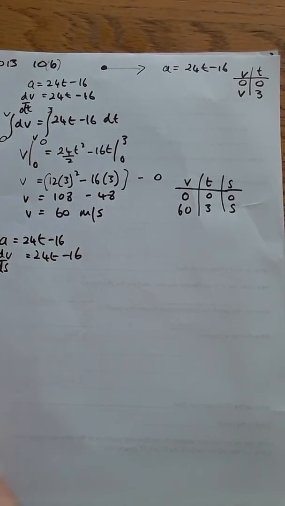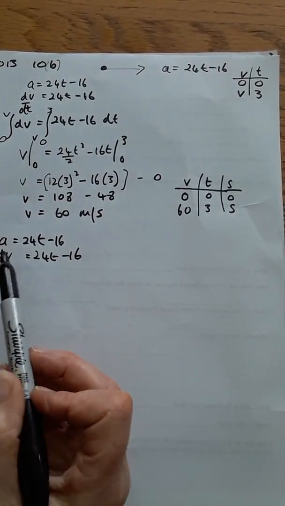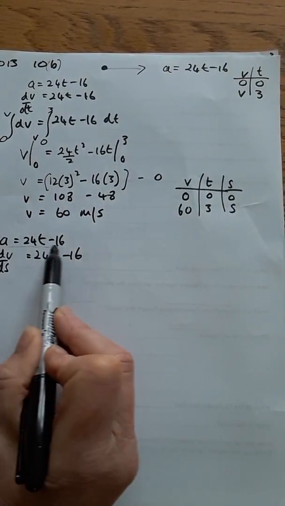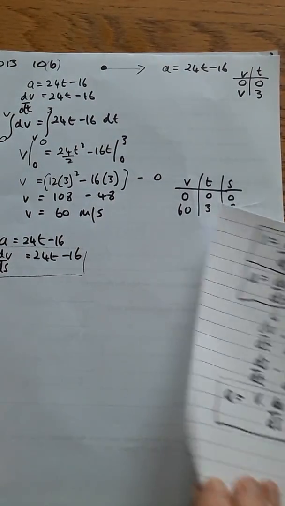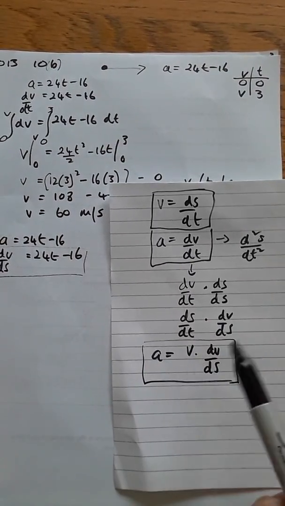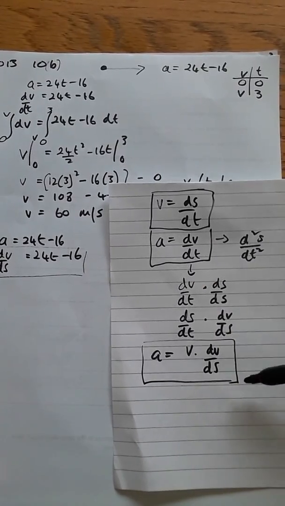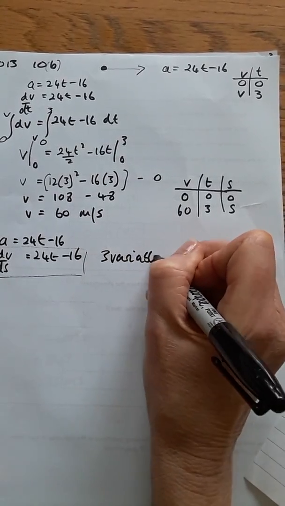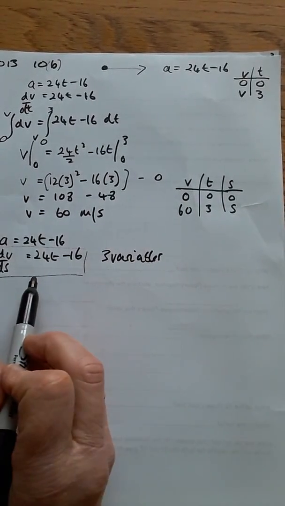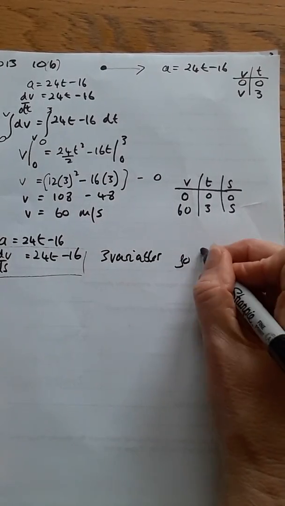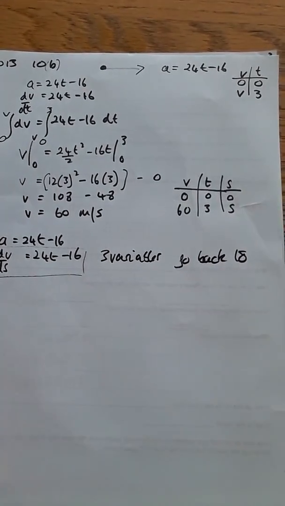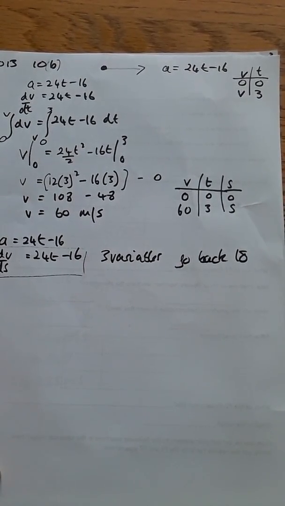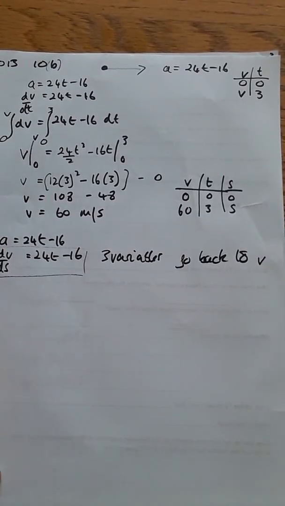Now, when I put in v dv ds, I can now see I've got 3 variables, v, s and t. And there's no way I can solve this with 3 variables. So remember what my options were. A is dv dt and A is v dv ds. So none of these are doing me any good this time. So I've got 3 variables. Right? So if that happens, if you get 3 variables when you're trying to solve, go back to the velocity expression that you found in the first part of the question. It will always be in the first part of the question. So you go back to v.